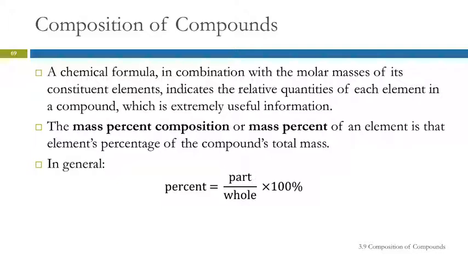When we're looking at the molar masses along with that chemical formula, then we can look at relative masses of the different elements. And one way to do this is what's called a mass percent composition, or just a mass percent, or sometimes we call it the percent composition of an element in a compound. And so it's very helpful to understand the basic formula for percentages. A percent is the part that you're interested in divided by the whole thing times 100.